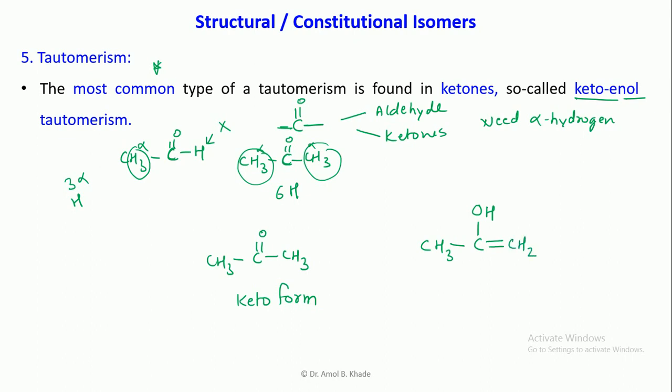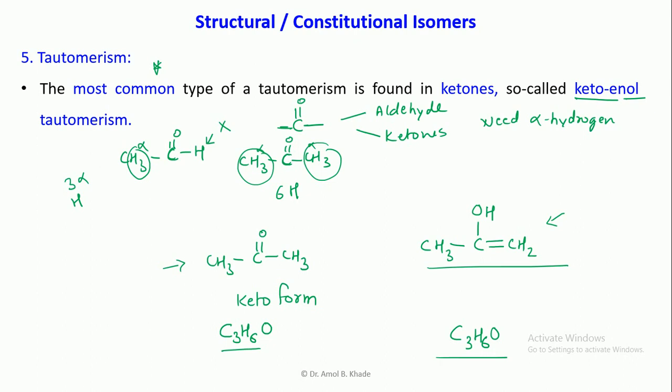Now count the number of carbon atoms here. How many carbons? 3. How many hydrogens? 6, and 1 oxygen. Now in this case, how many carbons? Again 3. How many hydrogens? 3 plus 2 is 5, and 1 is 6, and 1 oxygen. So I can say this structure and this structure are isomers of each other.